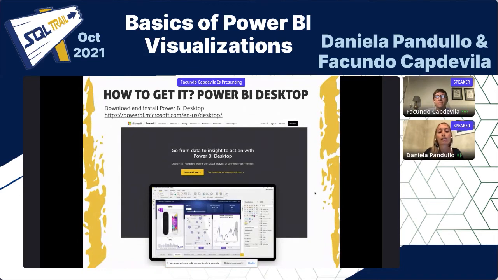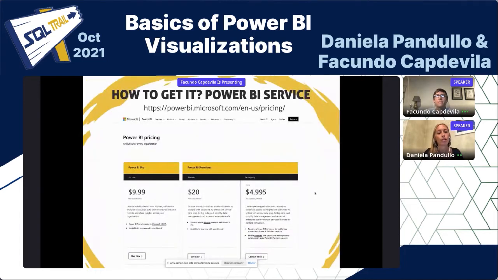Now, how to get these products? For example, for Power BI Desktop, we have a link there that you just need to click, and then you're going to see a button that says download for free. You click there, and you can have it for free. Well, the next product is the Power BI Service. As we said before, this one is not for free. So when you click this link, you will see all the types of products and all the types of pricing. For example, you have Power BI Pro, and also you have Power BI Premium to select.